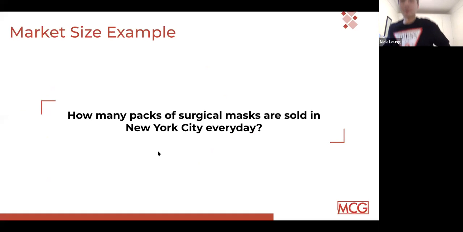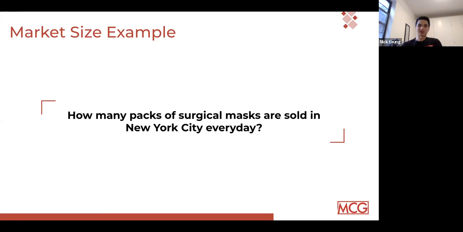All right, so let's try a market sizing example. I picked a very topical market size for this session: how many packs of surgical masks are sold in New York City every day? I want to do this more as a group exercise, not just me giving you a demo of what this should look like, because we did that last session. So where do you guys think we should start with this?